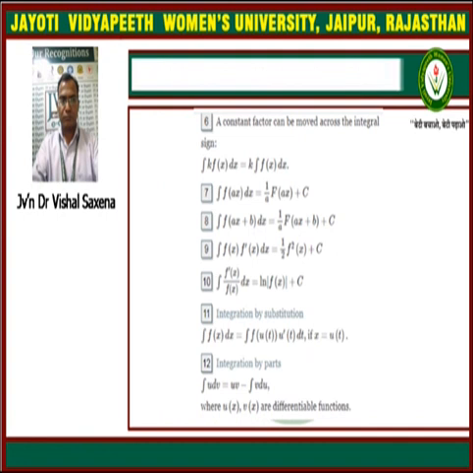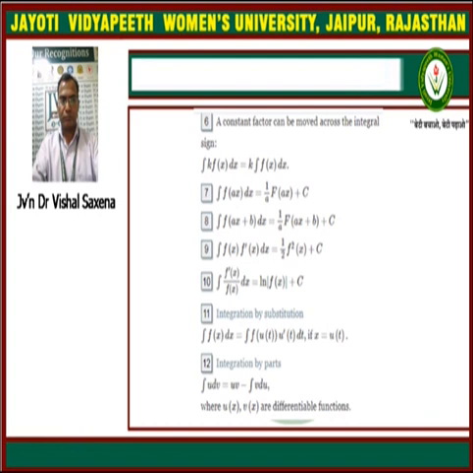Number 6 property, integration of k f(x) dx. If k is any constant multiplied with a function in integration, then the constant k can be taken out of the integration. Next, property number 7, integral of f(ax) dx will be equal to 1 upon a F(ax) plus c.